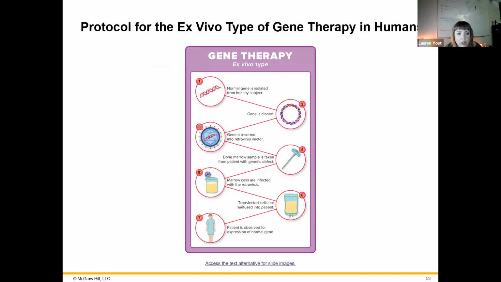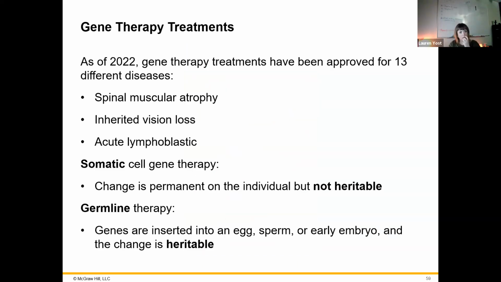So for ex vivo gene therapy, that is exactly what I was just explaining: putting a healthy gene into a virus, putting that virus into bone marrow, and then putting that bone marrow back into the person, hoping it gets incorporated into their genome so it can be permanent. There are gene therapy treatments available for 13 different diseases. Some of them include spinal muscular atrophy, inherited vision loss, and acute lymphoblastic leukemia, I guess.